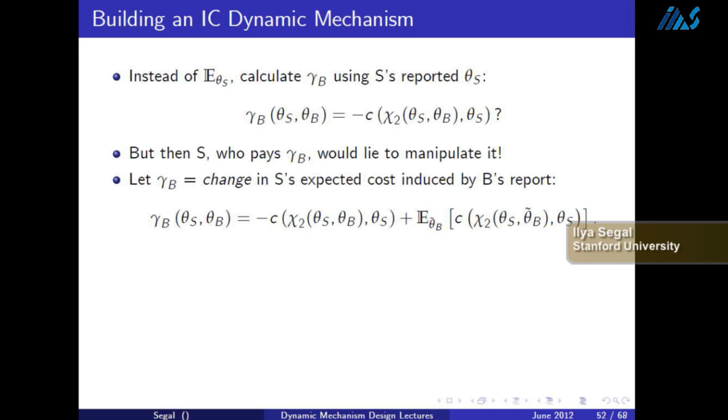At this point, you may not know why. I'll explain in a minute why it works. So this is the expectation of the seller's cost given the seller's report, but over all possible reports of the buyer.